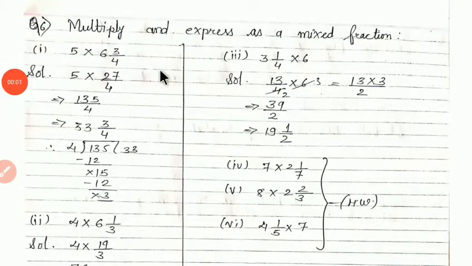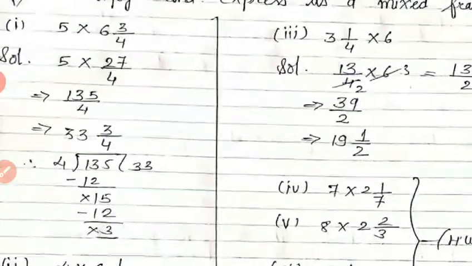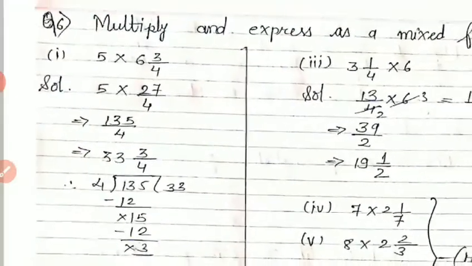Hello everyone. Today we will see the further questions of our exercise 2.2. So let us see question number 6. Multiply and express as a mixed fraction. First you have to multiply the given numbers. After that you have to express in a mixed fraction.